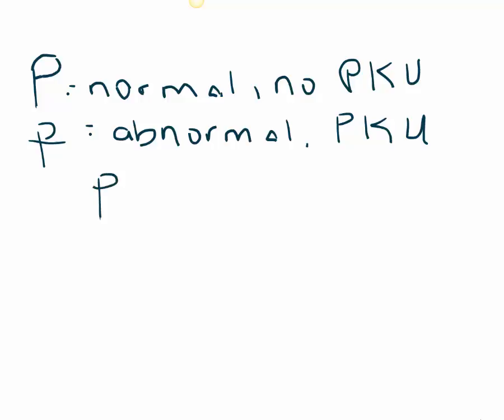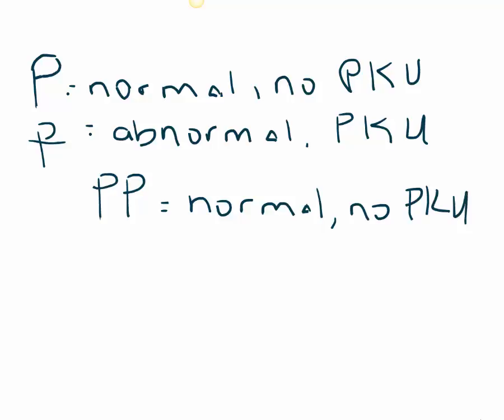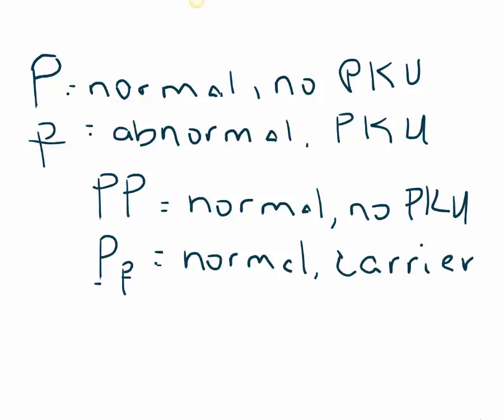So if we have a person who is big P, they are normal and they do not have PKU. If I have a person who inherited the big P from one parent and the little p from the other parent at fertilization, because this follows a simple dominant recessive example, the big P overrides the little p. As a result, they are normal, but they are a carrier. So they're healthy, but they are a carrier of that bad allele, that small p.